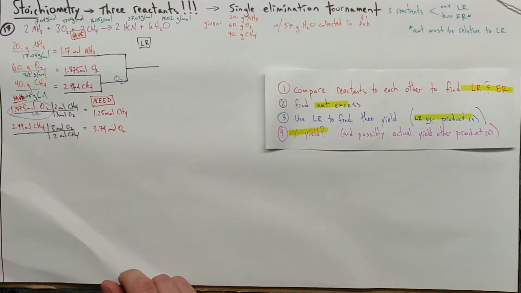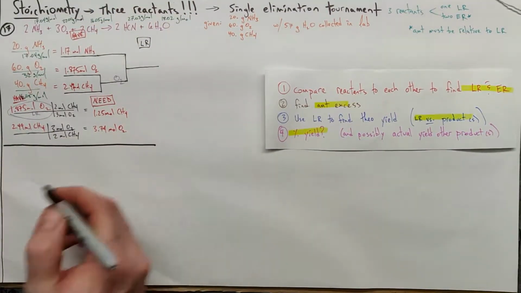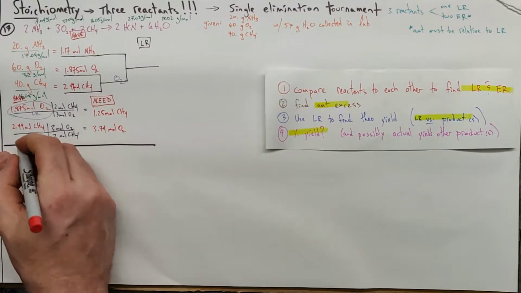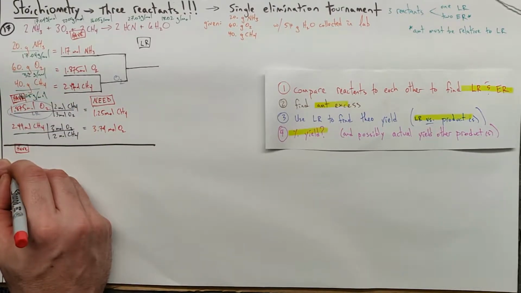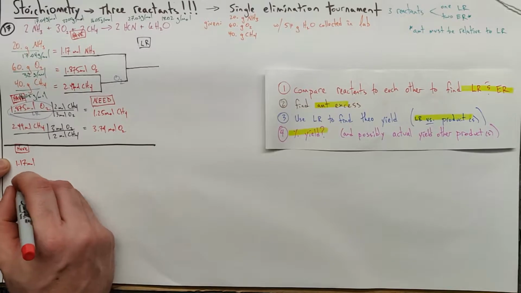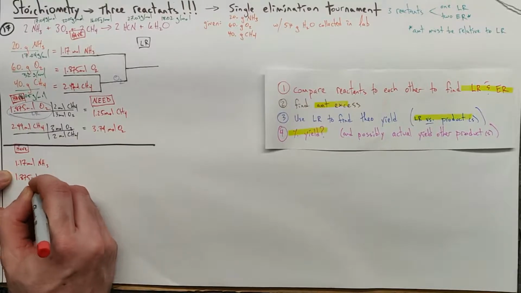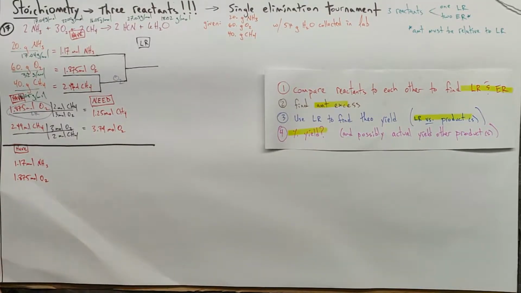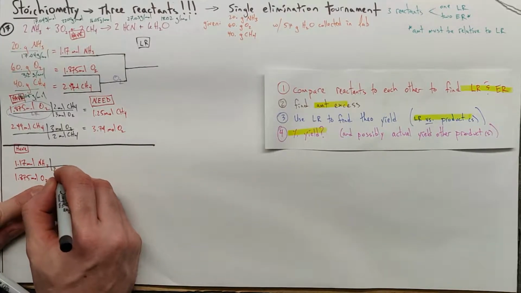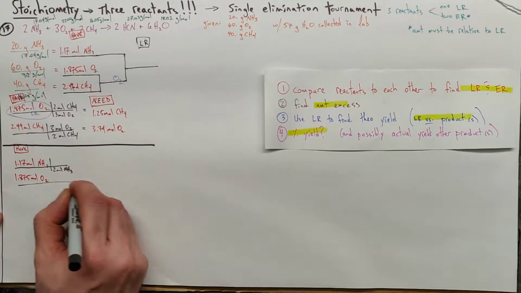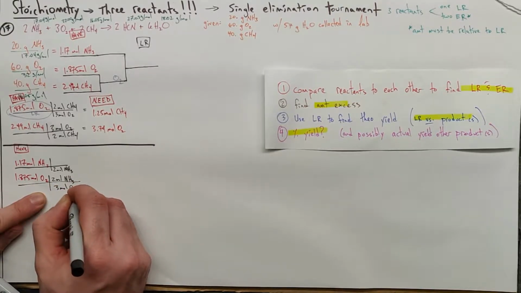So what are we going to do in the next round? Well, we're going to compare ammonia and oxygen this time. We'll go back to what we have of those things. The ammonia, we have 1.17 moles, and the oxygen, we have 1.875 moles. And now we do our comparison. For the ammonia, I have 2 moles of ammonia for every 3 moles of oxygen.